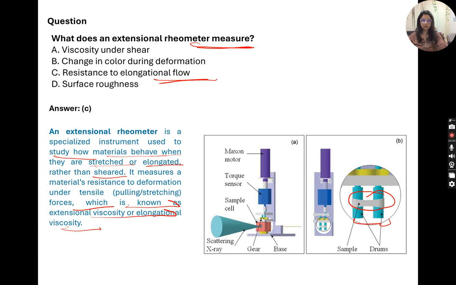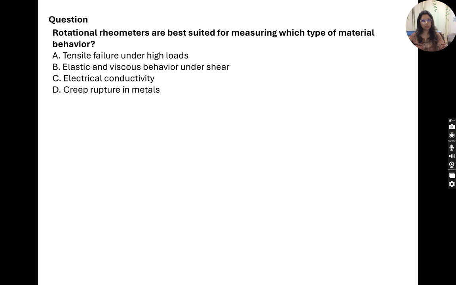Okay, if the extensional rheometer is clear, we will move forward to the next one, the rotational rheometer. Rotational rheometers are best suited for measuring which type of material behavior? What does the rotational rheometer measure? Tensile failure, elastic and viscous behavior, electrical conductivity, or creep rupture in materials. Among these, what property can be measured by rotational rheometers?